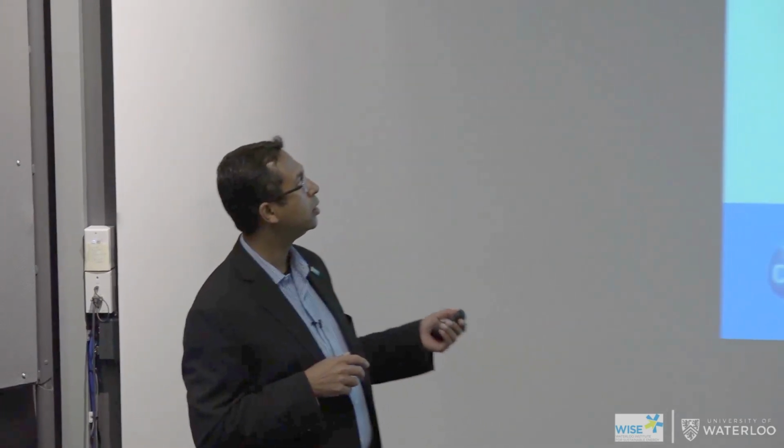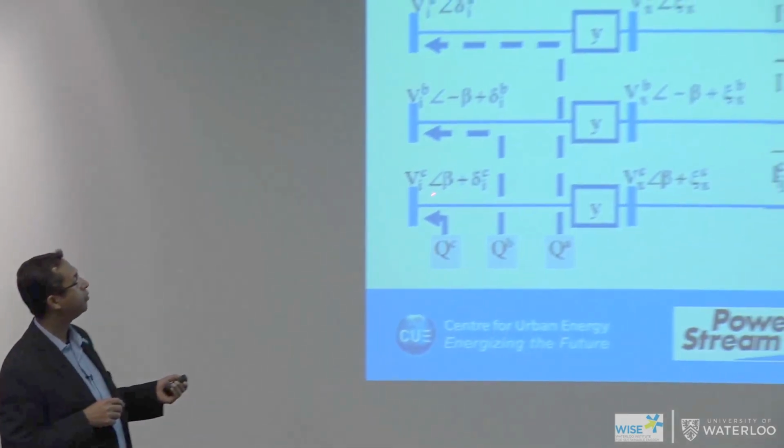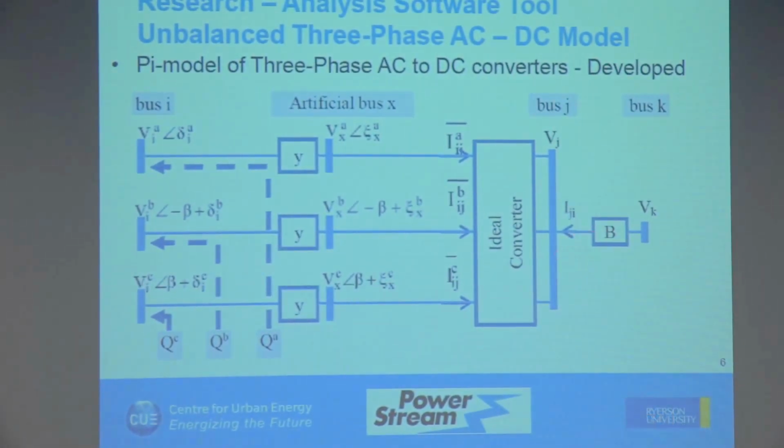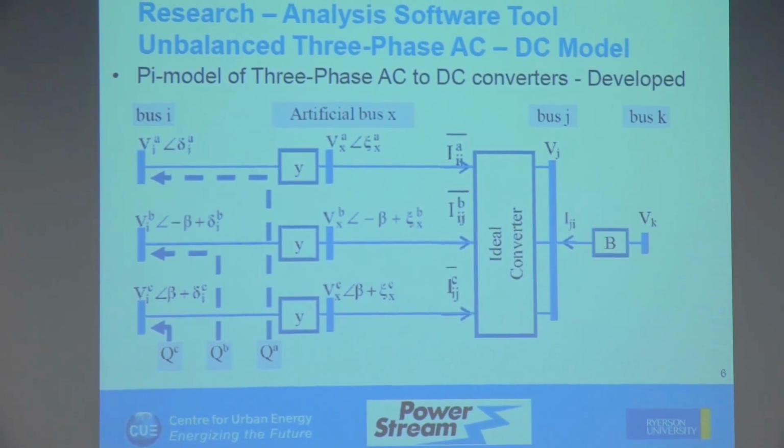This is an ideal converter which is converting from AC to DC. These are three impedance values within the converter. This is the AC side of the converter, and that's the DC side of the converter, and the losses for the conversion are accounted for here. Right? So this is a very simple model. This model has existed in literature for a while. So we took this particular model and said we are going to analyze it to see how it functions. That was the first thing that we did.